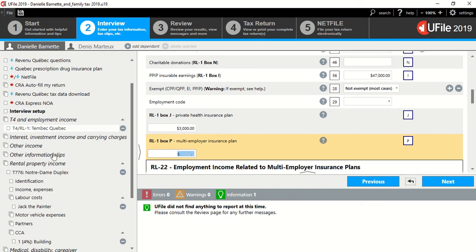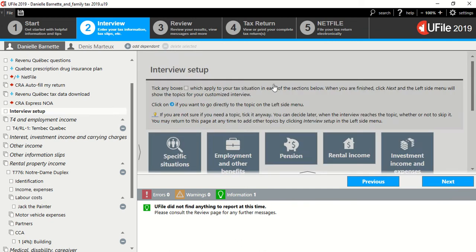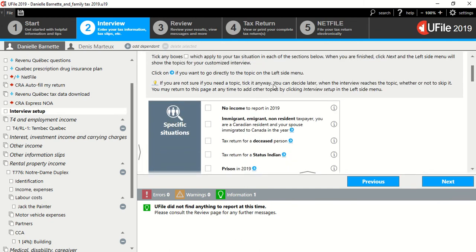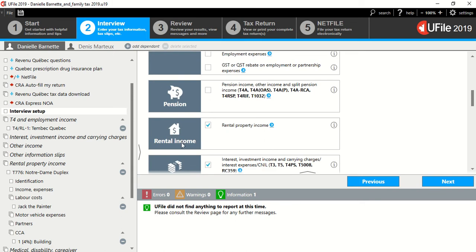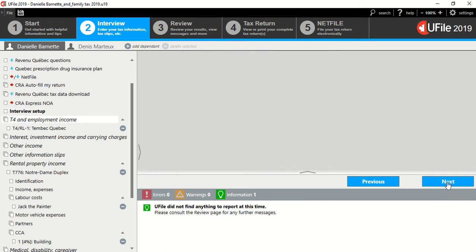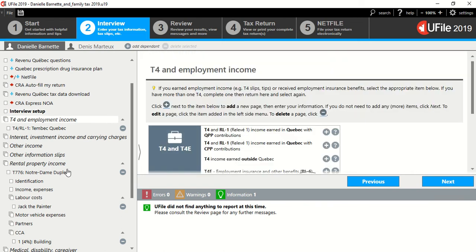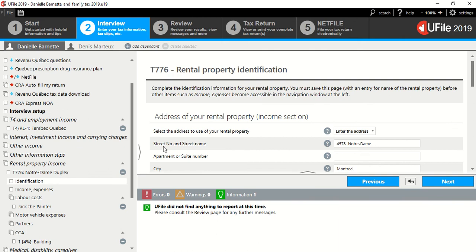Now, to start up a rental statement, what you need to do is go to the interview setup and make sure you've clicked down below the rental income box right here. If I unclick it, I don't want to unclick it. Let's leave it as clicked because I don't want my rental income to disappear. Not that it will, but there it is. Here it is.